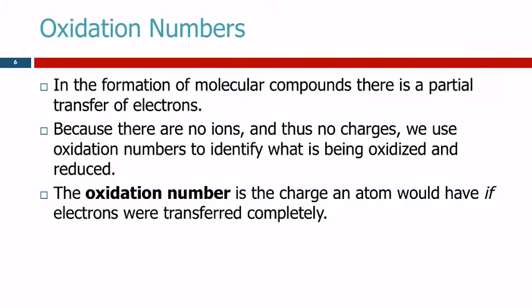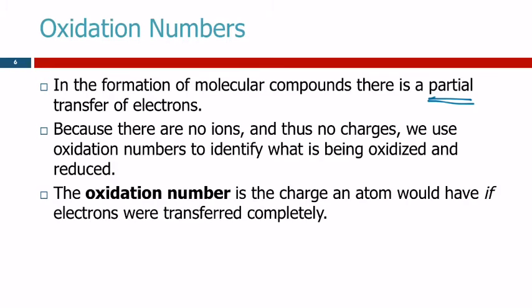When we have molecular compounds, we get a partial transfer of electrons. In an ionic compound being formed, you have a complete transfer. But in a molecular compound, we get a partial transfer of electrons. That's a lot harder to observe. So because there aren't any ions and there's no charges, we need some other way to keep track of who's getting these partial electrons. And that thing that we need is called an oxidation number.